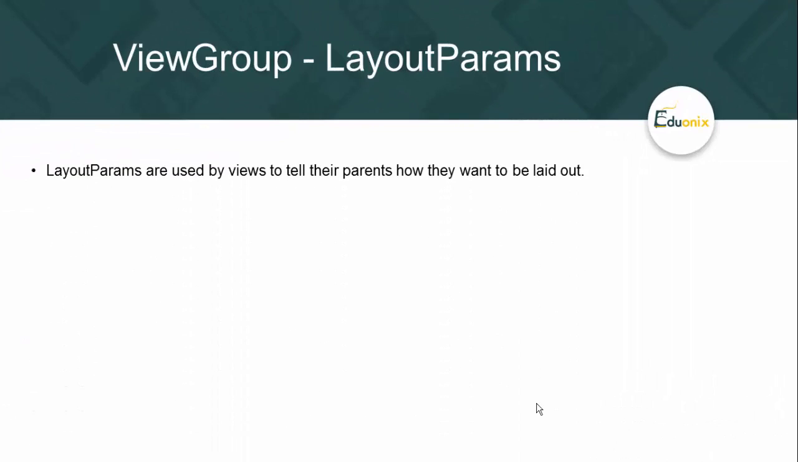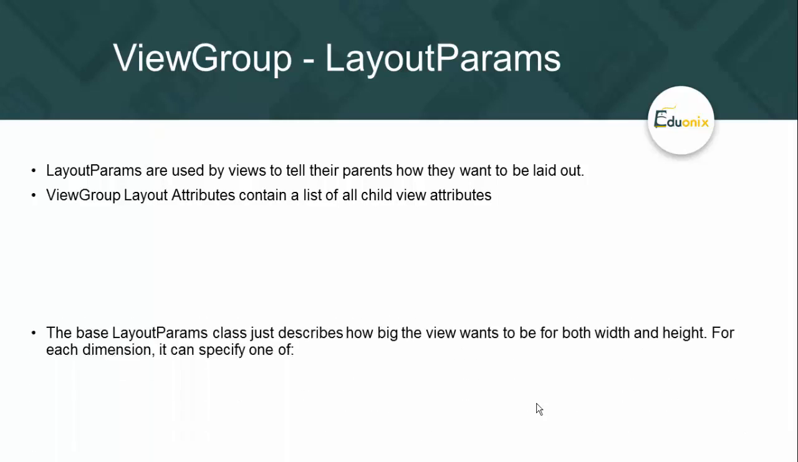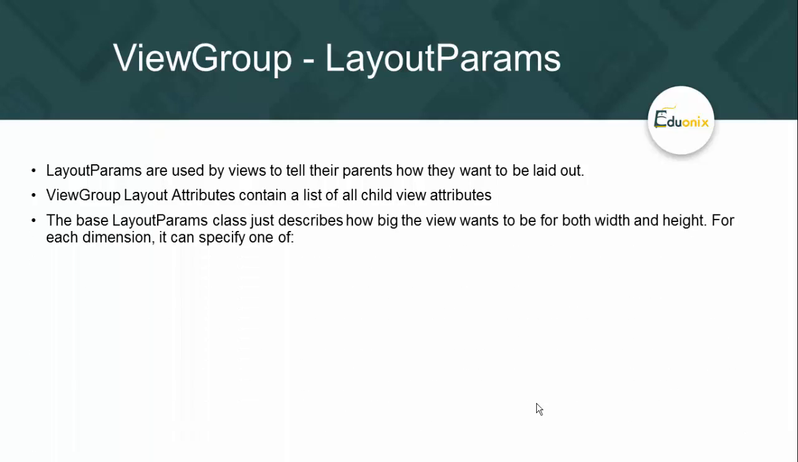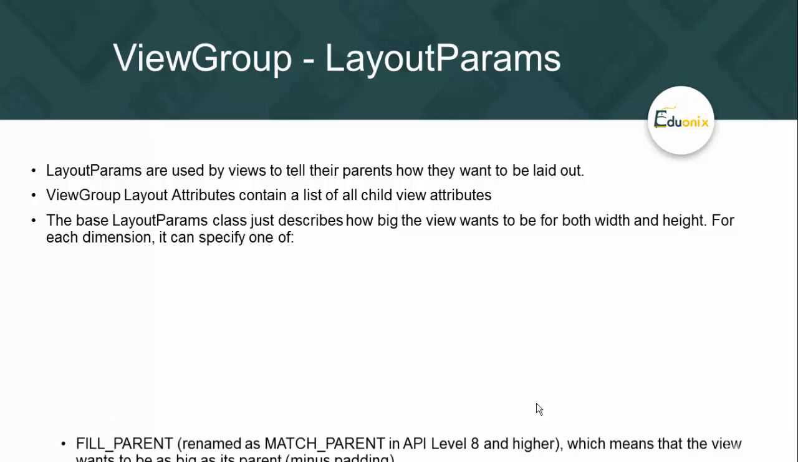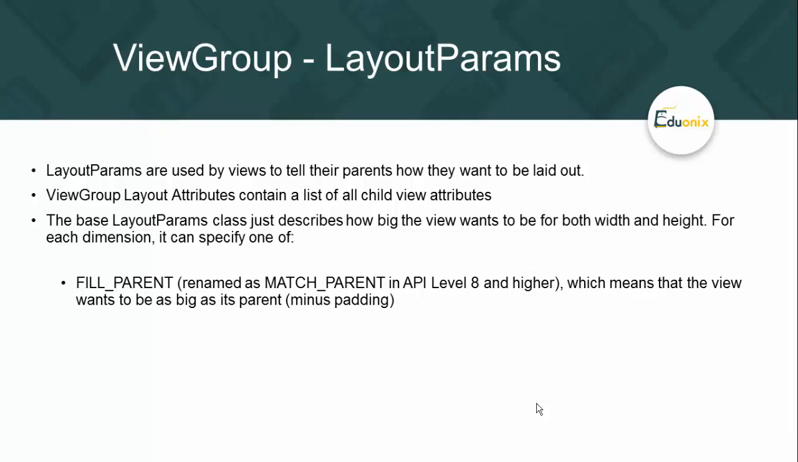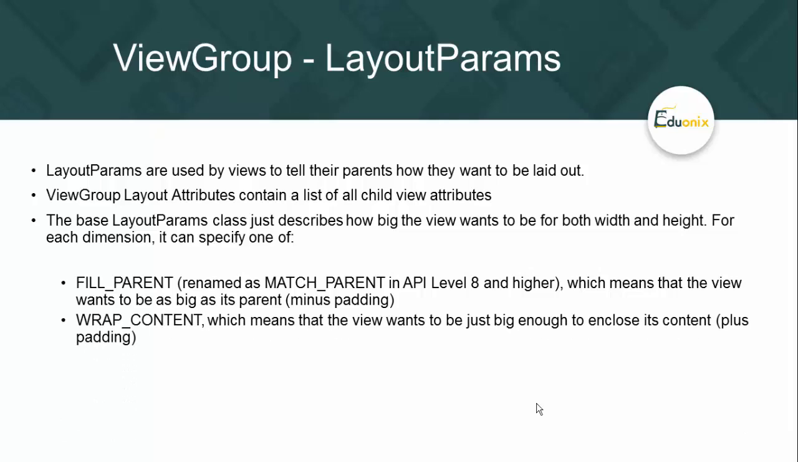Layout params are used by views to tell their parents how they want to be laid out. ViewGroup layout attributes contain a list of all child view attributes. The base LayoutParams class describes how big the view wants to be with respect to both width and height. For each dimension, we need to specify one of the parameters. Fill parent, which was renamed as match parent in API level 8 and higher, means that the view wants to be as big as its parent, minus padding.